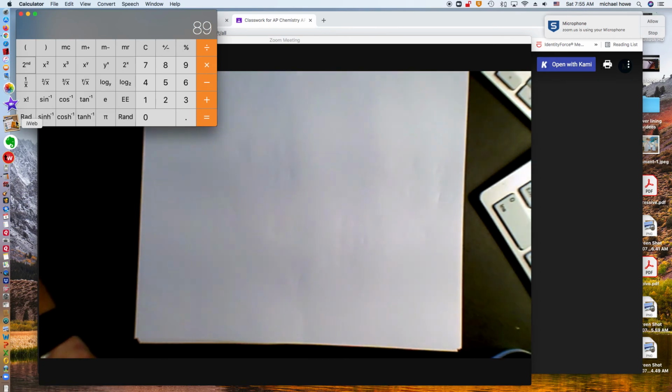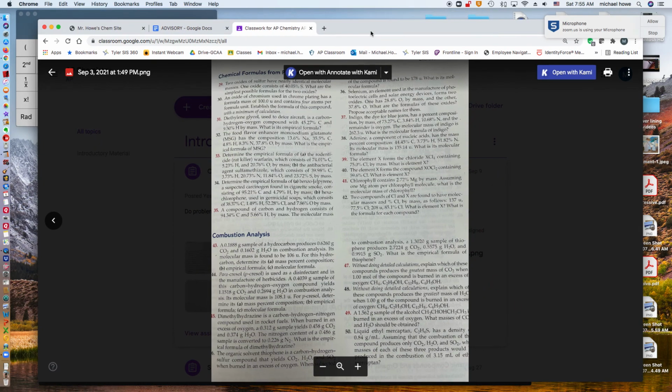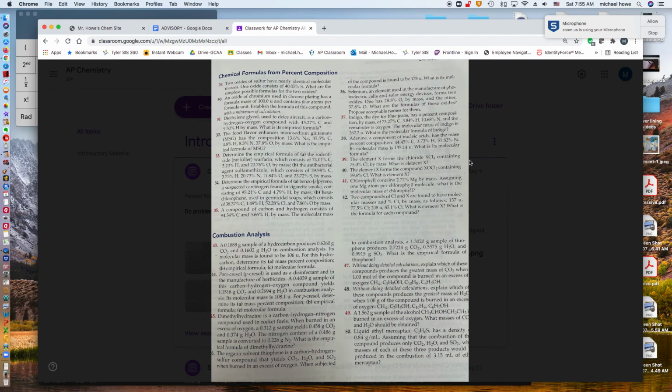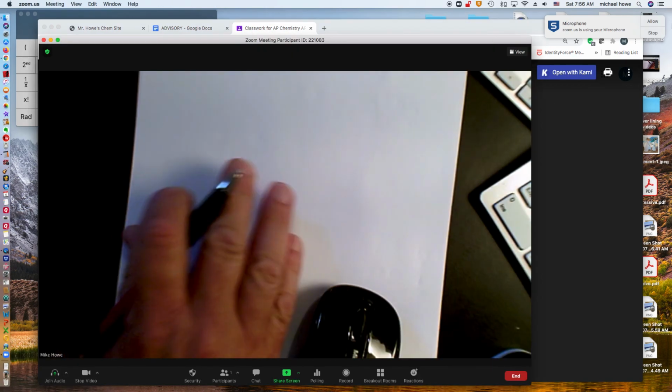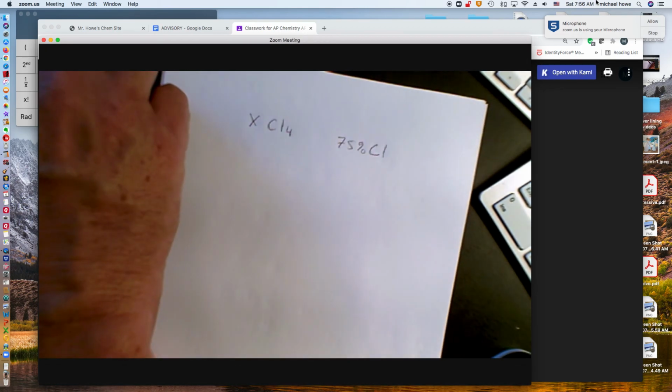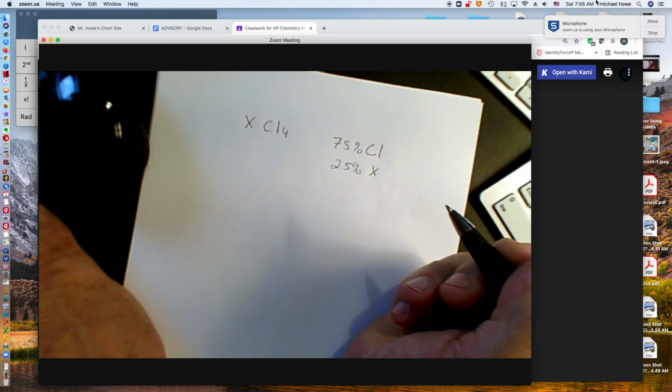On 39, the problem tells us that we have element X and it forms a chloride, XCl4. So you've got XCl4, and you know that this compound is 75% chlorine. If it's 75% chlorine, that means you have 25% X. So 75% chlorine, and we're going to have 25% X, whatever X is.